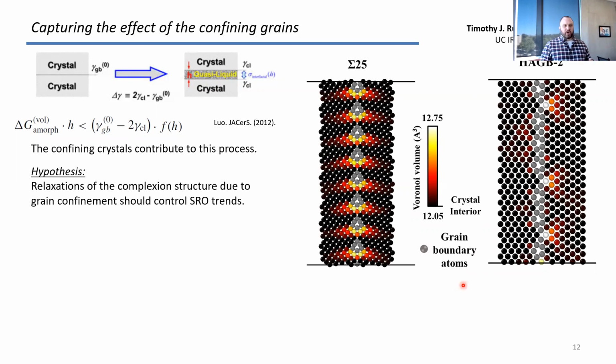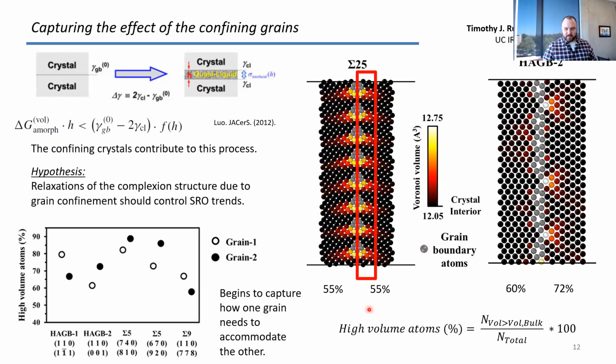And we started to think about how we could try to capture that. What we did is we said, well, let's look at these regions and try to define what's happening in grain 1, what's happening in grain 2. The way we did that is just a really simple idea: let's take the percentage of high volume atoms, so anything that's above the crystal interior value, and we'll take that percentage. For example, in the symmetric boundary, it's 55% of the atoms, but it's 55% on either side. In contrast, for this asymmetric boundary, it's 60% and 72%. So you start to get an asymmetry in describing how those grains are accommodating their mismatch, right?